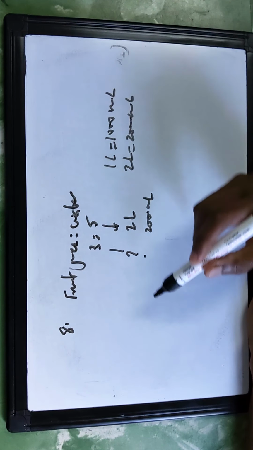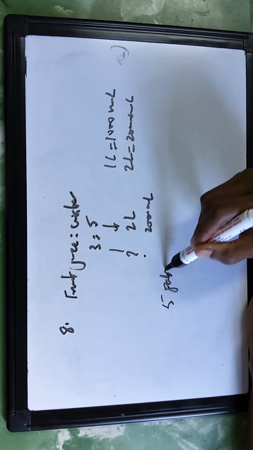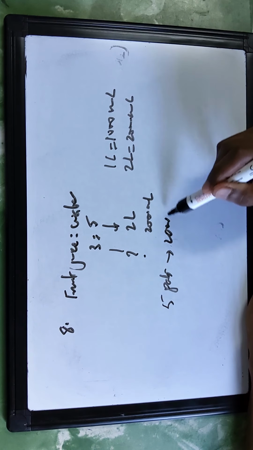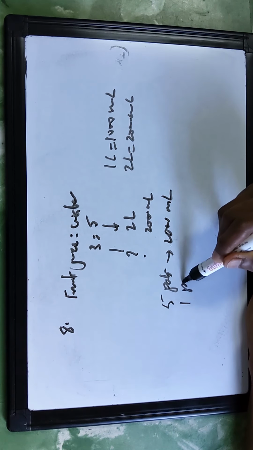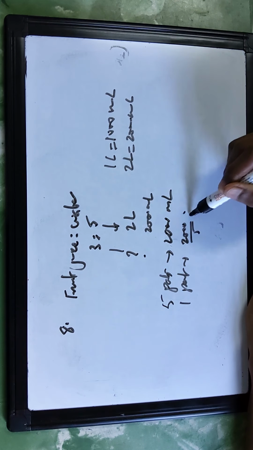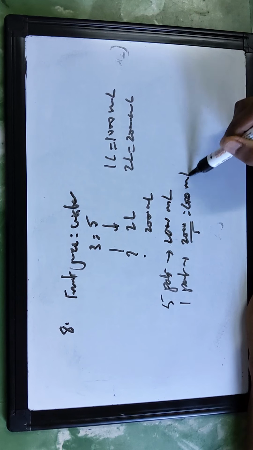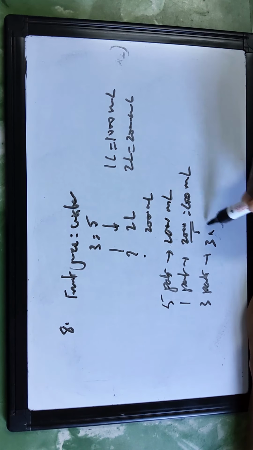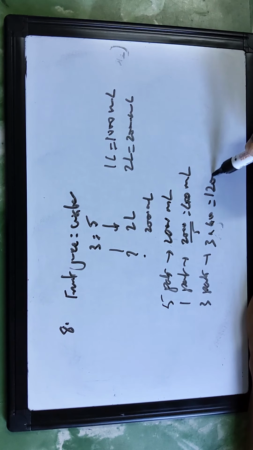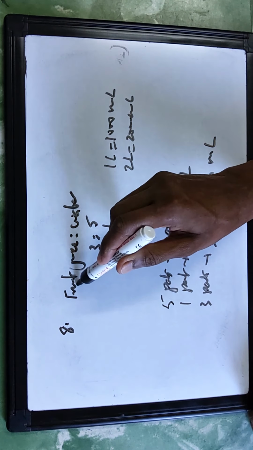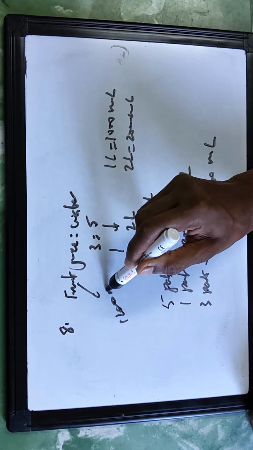So 5 parts equivalent to 2,000 milliliters. 1 part, so 2,000 divided by 5, that's 400 milliliters. So for 3 parts, the amount of juice, 3 times 400, that's 1,200 milliliters. The amount of fruit juice is 1,200 milliliters.